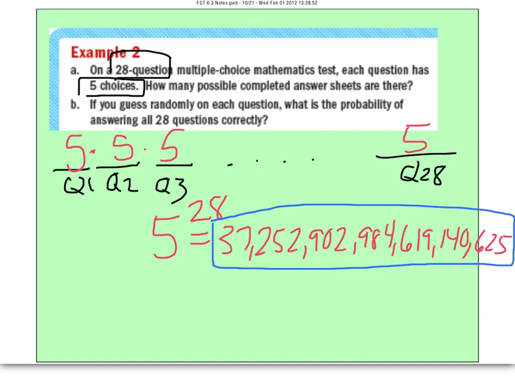Now, part B asks you, if you randomly guess on each question, what's the probability of getting all 28 questions correct? If you think about an answer key, how many answer keys would a teacher have for this test? 1 answer key. So the probability is going to be 1 over this entire number. I'm just going to put 5 to the 28th power since it's such a long number.